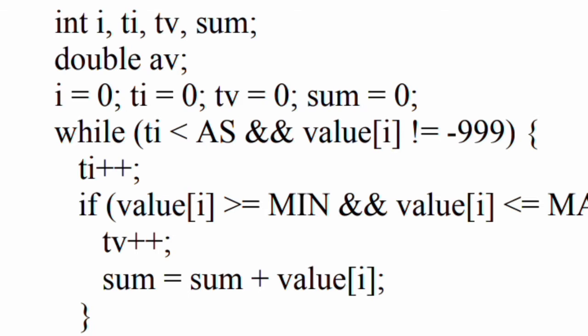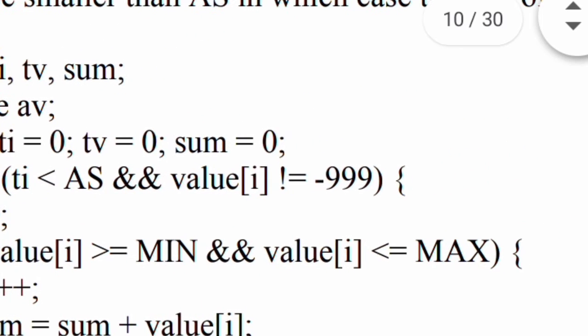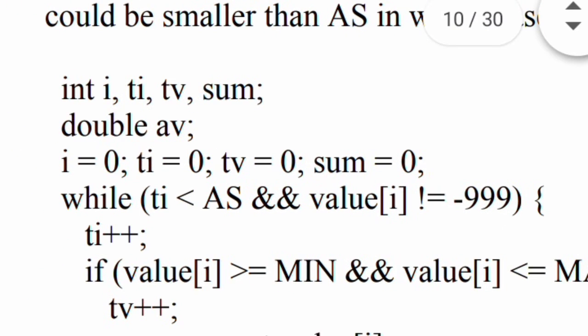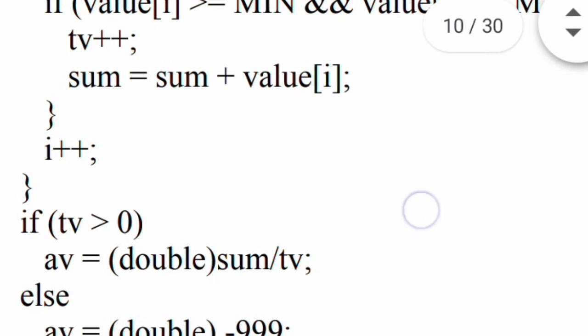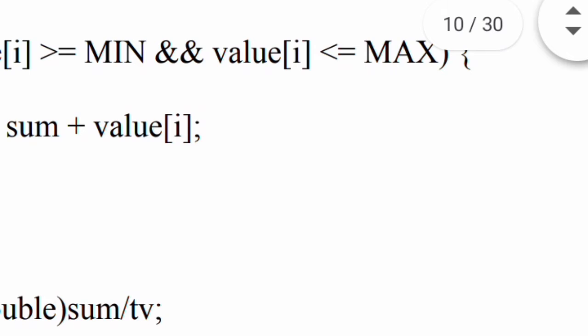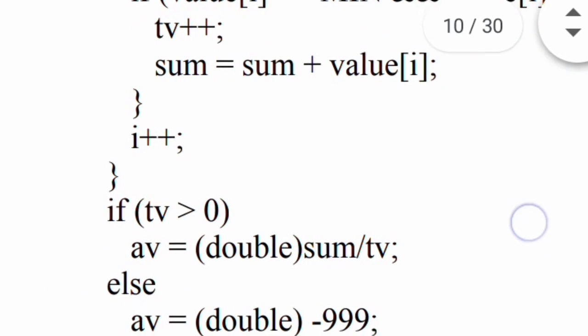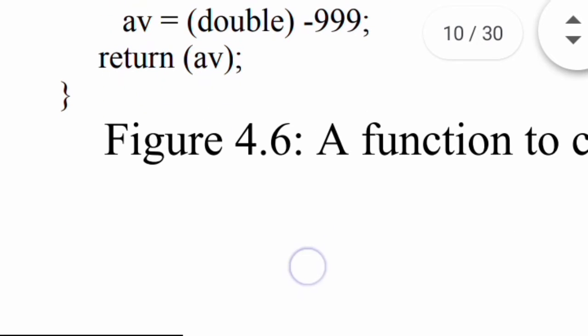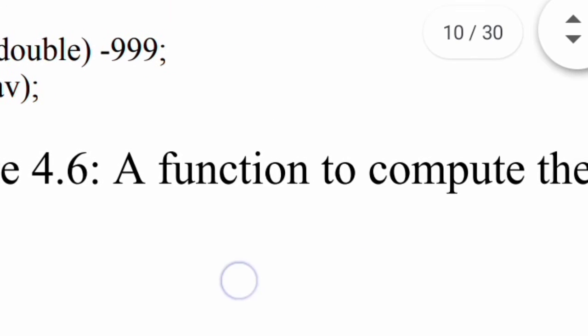While ti is less than AS, the maximum size of the array, and value of i is not equals to minus 999, ti plus plus. If value of i is greater than or equals to min, and value of i is less than or equals to max, tv plus plus, sum equals sum plus value of i, i plus plus. And if tv is greater than 0, av equals sum by tv converted into double by typecasting, else double minus 999. So return av. That is the returning value of av.